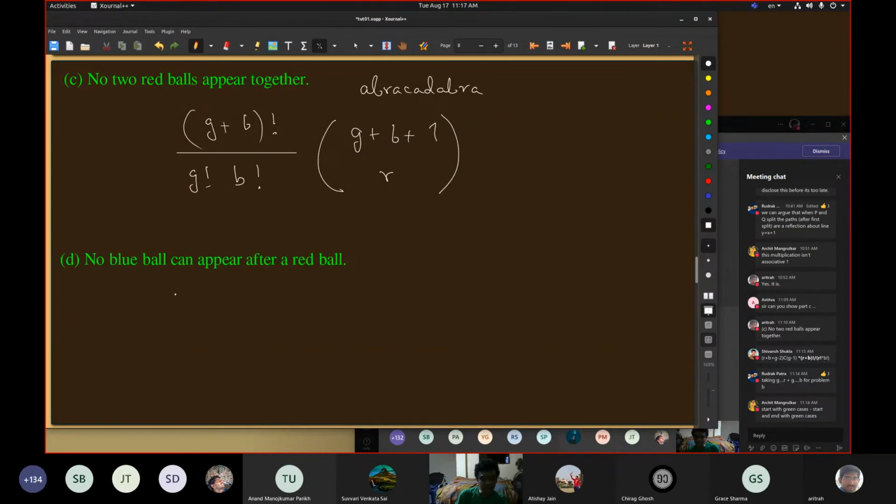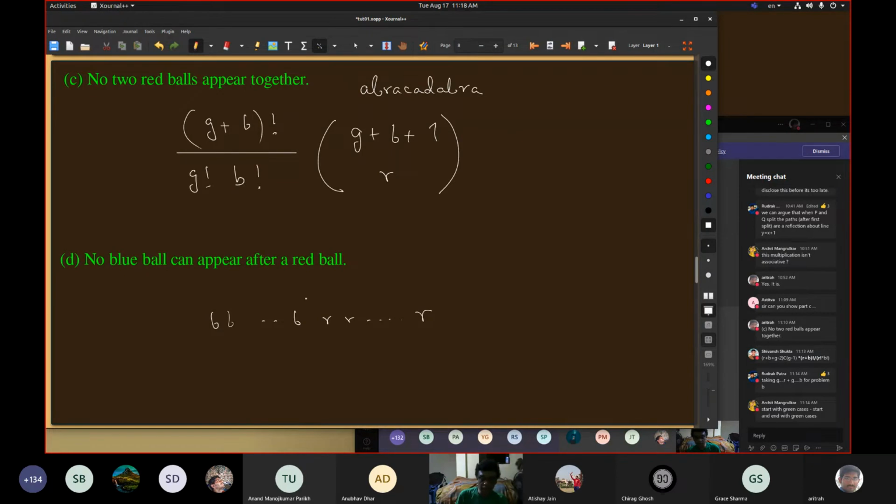Yeah, then the final question is also not very difficult. No blue ball after a red ball. R plus G plus B choose G. Okay, I believe you understood this. No blue ball after red ball. So that means all blue balls will appear before all the red balls. And then I will put the green balls here, here, here, here. But this time repetition is allowed.